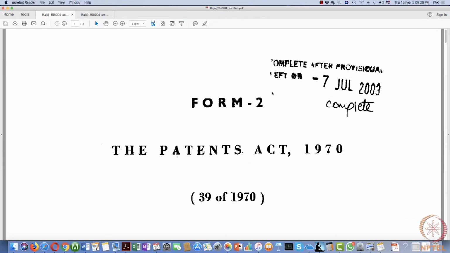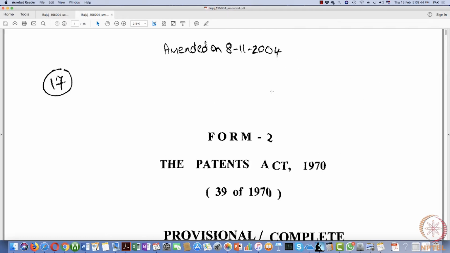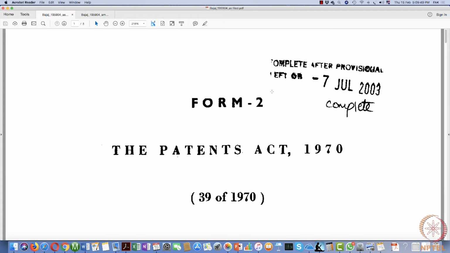We had already shown you how to download documents from the Patent Office website. Now, we had downloaded two documents pertaining to Bajaj's patent. One is the patent specification that was filed first, the initial filing of the complete specification, and we also have the amended specification, which also includes the amended claim. So we'll first show you the document that was filed first.